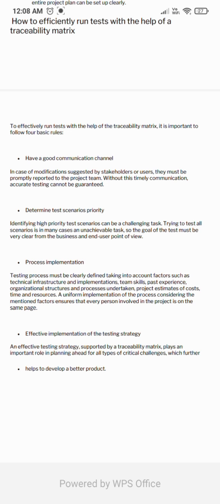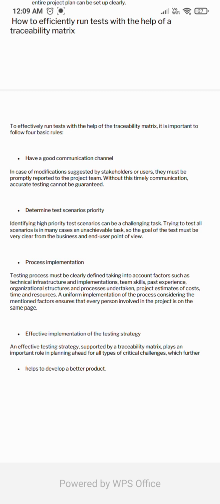Next one is to determine the test scenarios' priority. Identify the highest priorities of our test, so that scenarios can be manageable. Trying to test all scenarios is mainly an unachievable task. So the goals of testing must be clear from the business and end users' point of view.